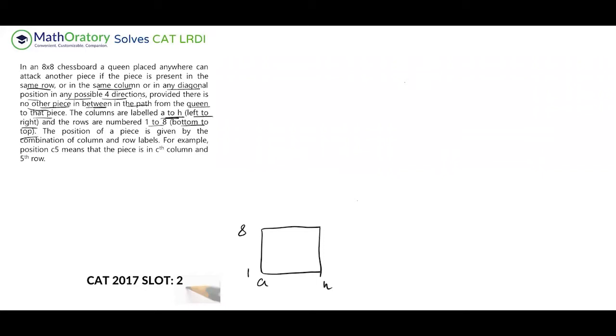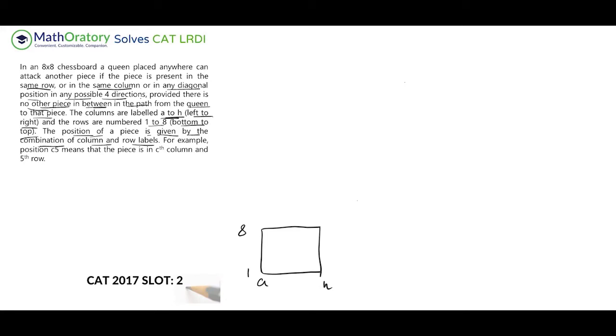So the leftmost will be A, rightmost will be H. 1 to 8, bottom to top. So as soon as you look back on this part, you would be able to figure out which one is the left side and which one is the right side on the basis of the numbering. So this is what has been mentioned in the next sentence as well. The position of a piece is given by the combination of column and row labels.